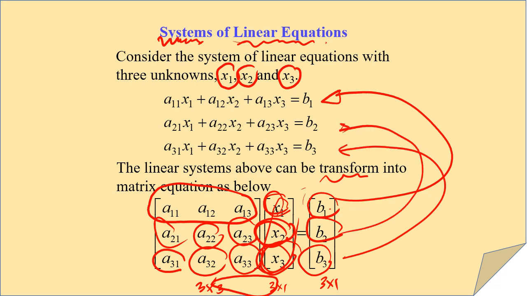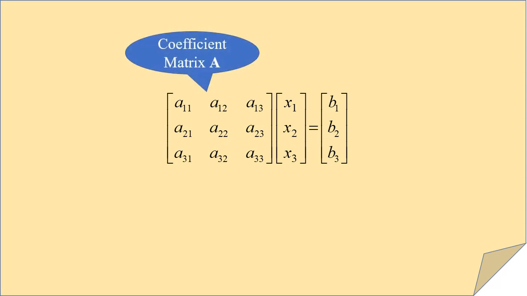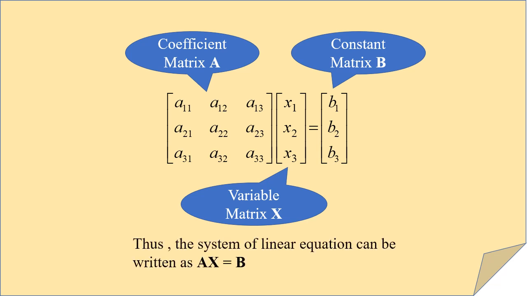Okay, so that's why we can transform the system of linear equation into a matrix form. So this matrix A is the coefficient matrix, matrix X is the variable matrix, the one that we want to find, and matrix B is the constant matrix. Thus, the system of linear equation can be written as AX equal to B.